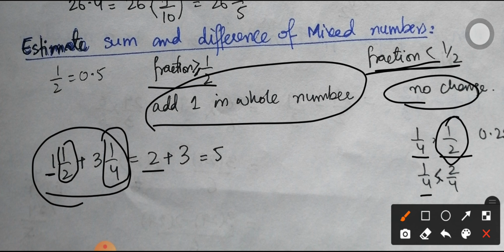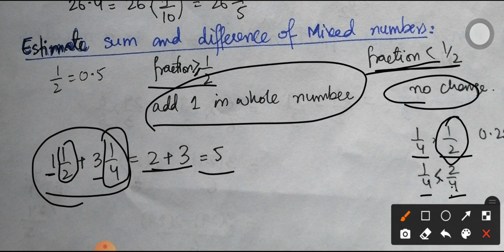Now as the two fractions have the same denominator, I can compare these fractions on the basis of the numerator. As 1 is less than 2, that's why 1 by 4 is less than 2 by 4. So if 1 by 4 is less than 2 by 4, the whole number will remain the same, so we will get 2 plus 3 is equal to 5.